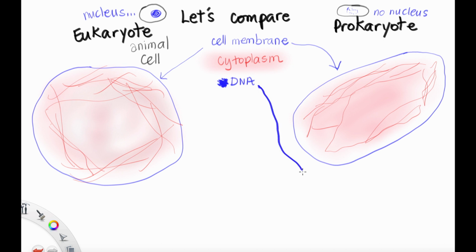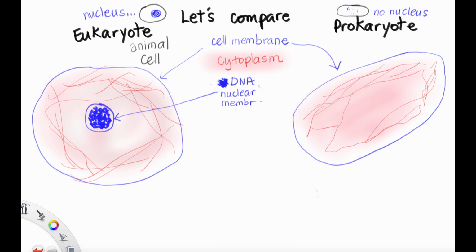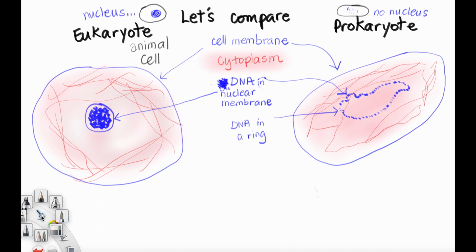DNA is a double helix, and it includes instructions to make all the proteins that form the cell. So the DNA is inside a nuclear membrane in the eukaryote, but the DNA in a prokaryote is like a ring of DNA. It is a ring of DNA that just floats in the cytoplasm.